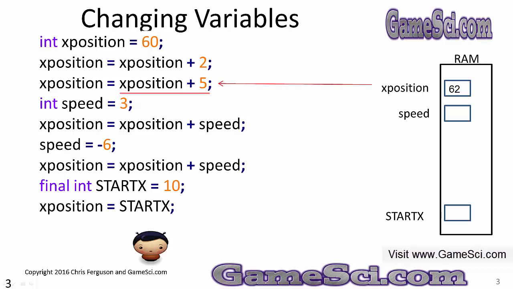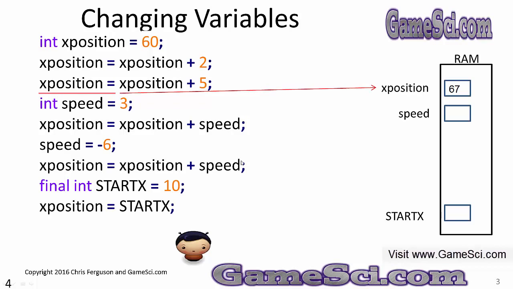At the time this code executes, x position now contains a 62. So that 62 will be retrieved. See the direction of the arrow? The 62 will be retrieved from the x position variable. 62 will then be added to 5 to calculate a 67. And that 67 will be assigned back into the x position variable.